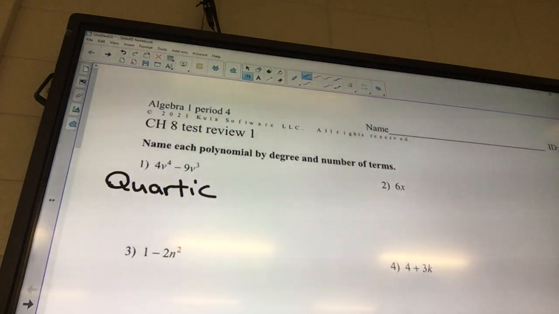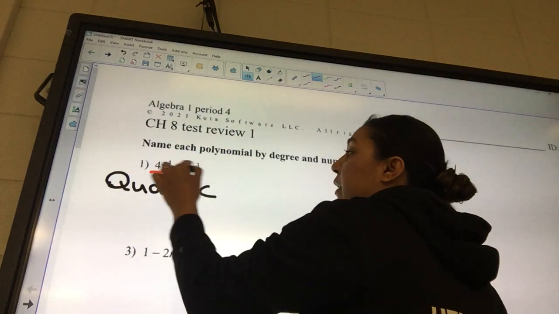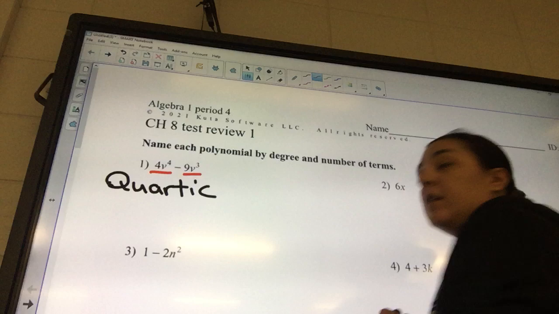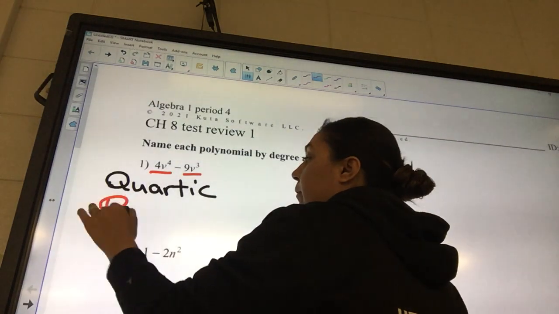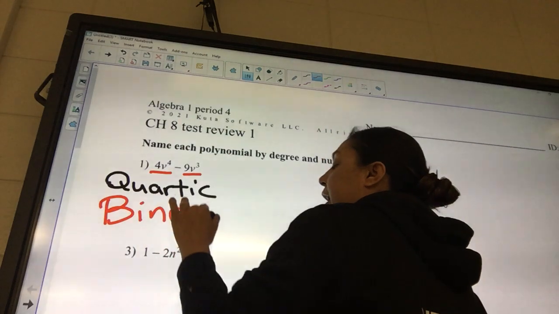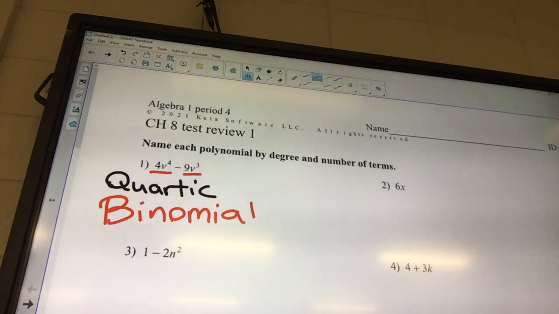And then how many pieces are there? Okay, by pieces we look at this stuff. So 1 piece, 2 pieces. So it's going to be a what? Binomial. Okay, and I know it's been a minute, so some of you are probably like, I don't remember how to do this. So on all these, how many answers should you have? 2. You pick one from each column.